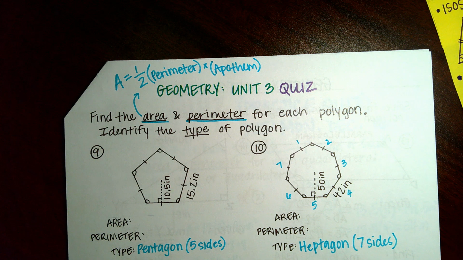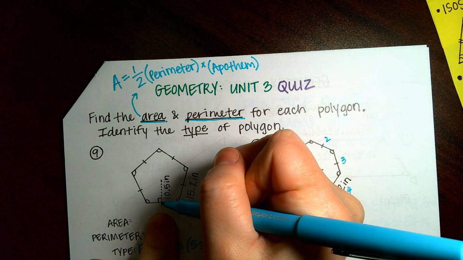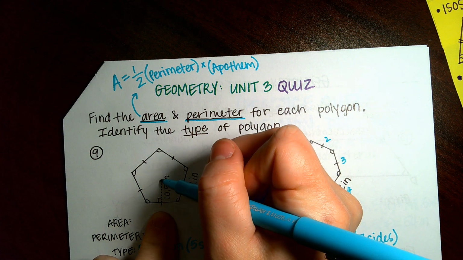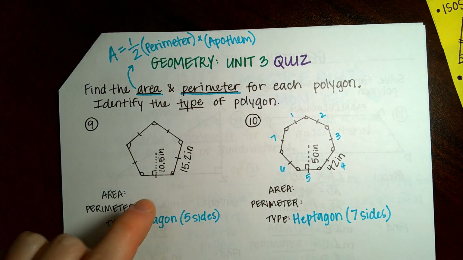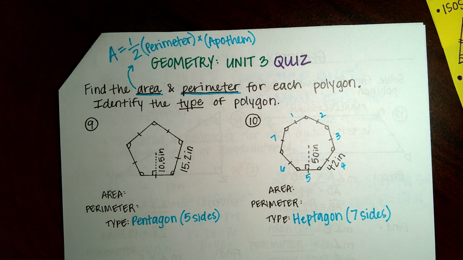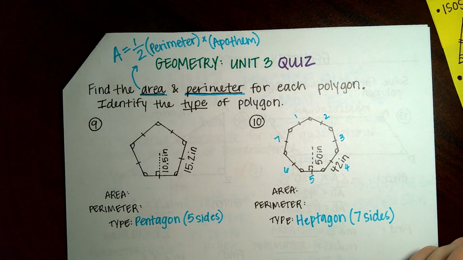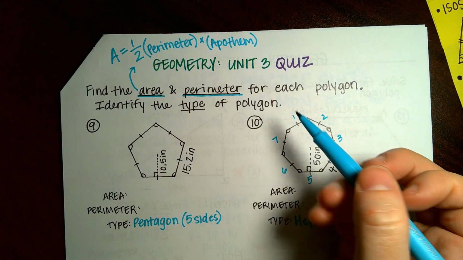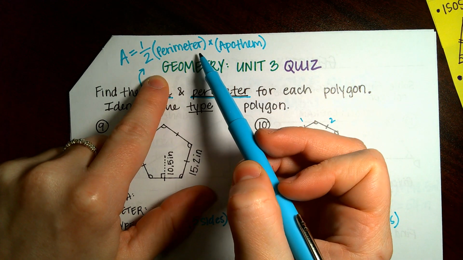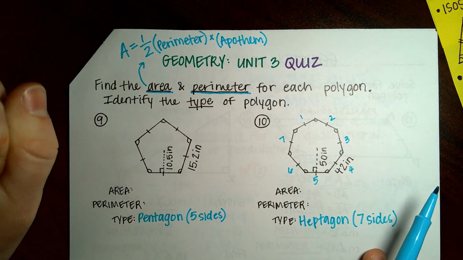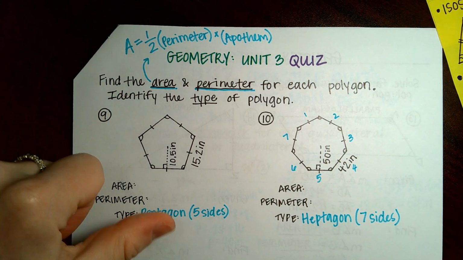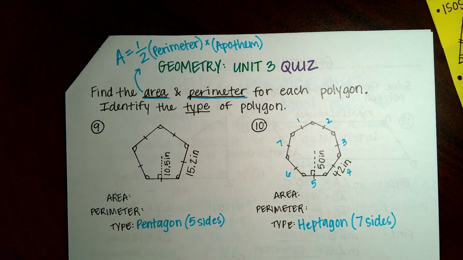A-P-O-T-H-E-M. Apothem is kind of a fancy word for the height from one side to the center of the shape. So the dotted lines that we see in the middle of each of these polygons is going to be the value for the apothem. Because we need perimeter to find the area, probably the smartest thing to do first would be to find the perimeter.